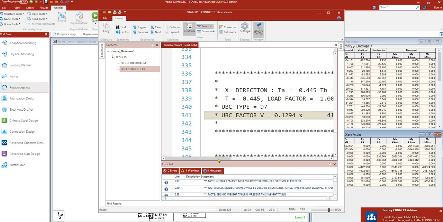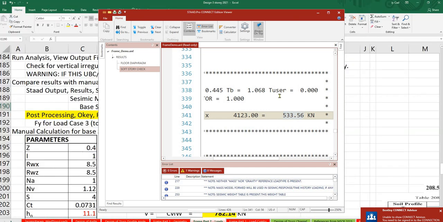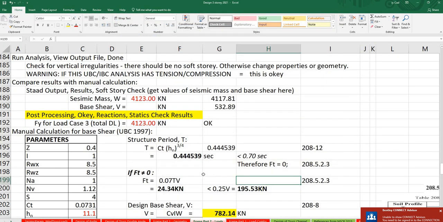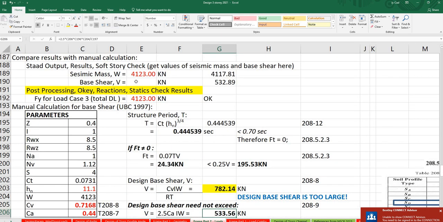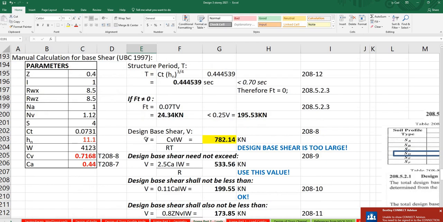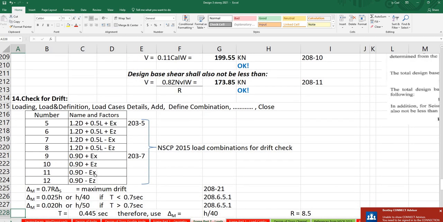Okay, so that is 533.56, which is the same as this. Okay, so yan yung base shear natin, 533.56. Next is mag-check na tayo ngayon ng drift using the following load combinations. So, magbe-base tayo sa NSCP 203-5 tsaka 203-7.